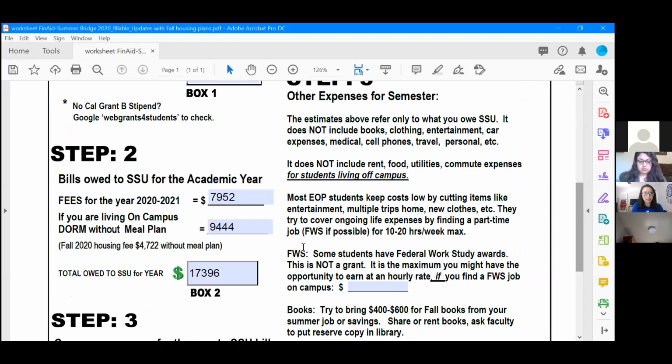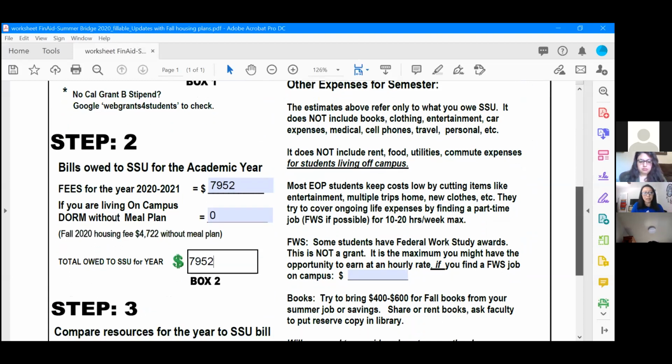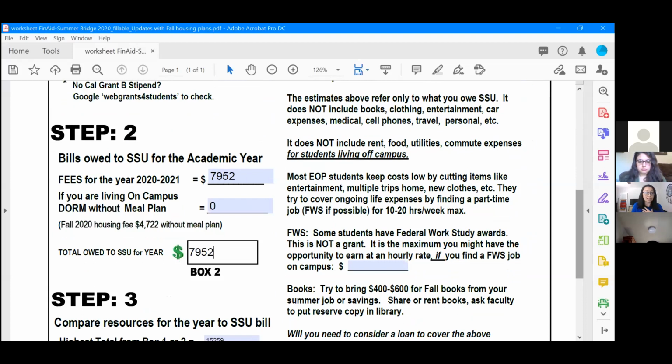So you see the tuition and fees stay the same. That's the same for all students, whether you're living on campus or off campus, and this is full-time fees, okay? And I'm going to put 0 because I'm not living on campus, all right? So again, all I owe to Sonoma State is $7,952 because I'm living off campus, or I'm living at home with my parents and guardians or with relatives, right?